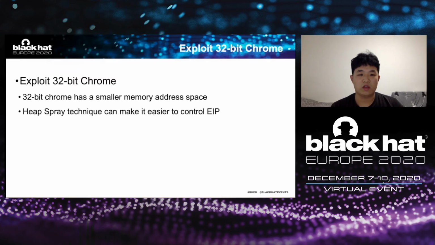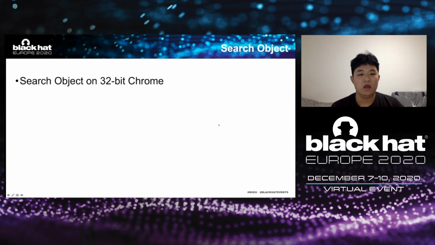We can try to exploit the 32-bit clone. The 32-bit clone has a smaller memory address space, and the heap spray technique can make it easier to control EIP. The IDBOpenDBRequest object under 32-bit no longer meets our requirements. We need to find a new suitable object in the 32-bit clone using the same searching method.